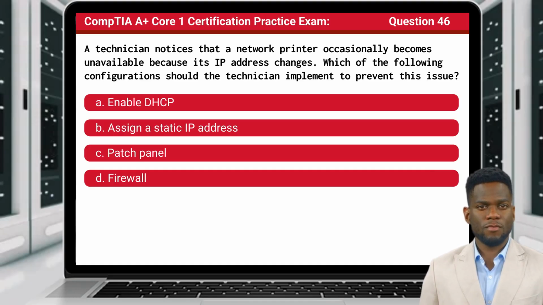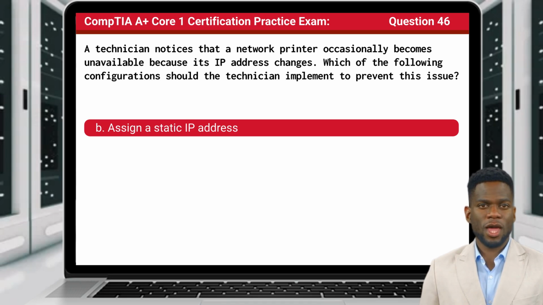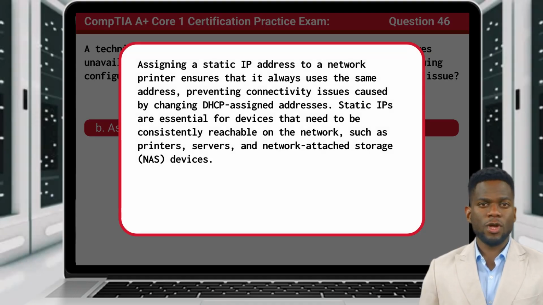The answer is B. Assign a static IP address. Assigning a static IP address to a network printer ensures that it always uses the same address, preventing connectivity issues caused by changing DHCP-assigned addresses. Static IPs are essential for devices that need to be consistently reachable on the network, such as printers, servers, and network-attached storage devices.